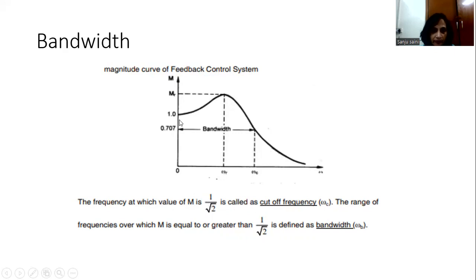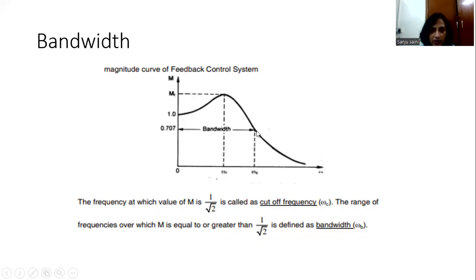cutoff frequency, omega c. So at omega equal to omega r, meaning at resonant frequency, the magnitude becomes equal to the resonant peak. This is the resonant peak occurring, and the frequency at which the value of M is 1 by root of 2 is termed the cutoff frequency. At cutoff frequency, the value of the amplitude is equal to 1 by root of 2, that is equal to 0.707. The range of frequency over which M is equal to or greater than 1 by root of 2 is defined as the bandwidth. So this is 1 by root of 2 here.